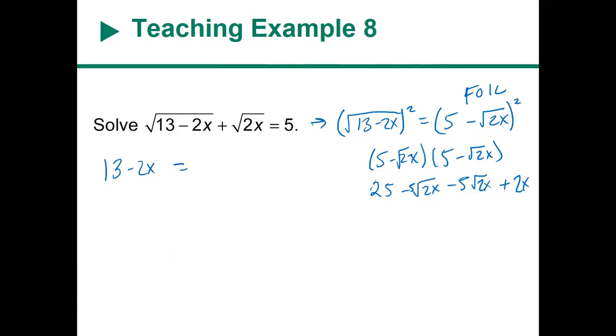All right, so then we're going to keep going. Combining like terms, we have 25 minus 10 square root of 2x plus 2x. And now we can come over here and be equal. So 25 minus 10 square root of 2x plus 2x. What do you notice happens to my 2x's?